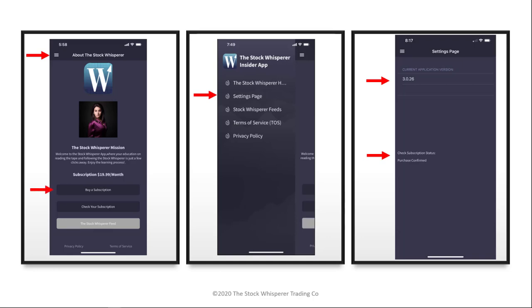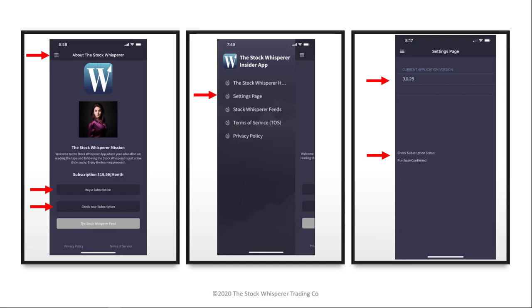Now, you don't need to go there. If you want to buy a subscription, it's right on the homepage, buy a subscription, but you can also check your subscription right there as well on the first page that pops up with the app.